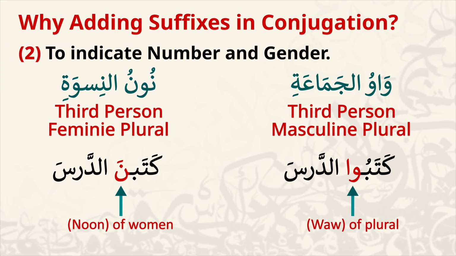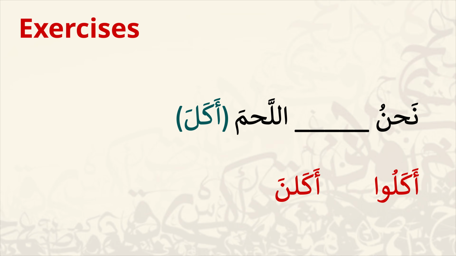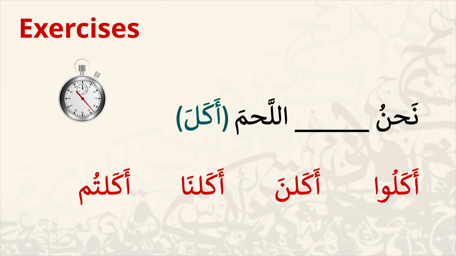Let's now have some exercises. نحن space اللحم. In this sentence, I want to conjugate the past verb in brackets أكل. Which answer will it be? Two steps that will determine the right answer. Locate the main subject in the sentence and then analyze its number and gender.